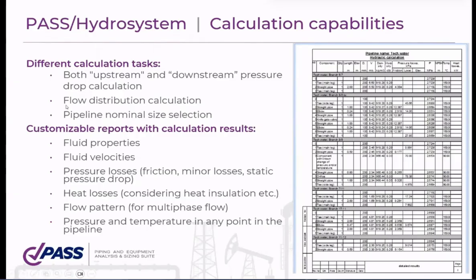In HYDROSYSTEM, you can calculate flow distribution, and you can calculate sizes of the pipes, nominal sizes. And you can get very detailed calculation results, which consist of fluid properties, fluid velocities, pressure drops, etc., on each and every piping component. So you will know what happens in each piece of your piping system after you perform the analysis.